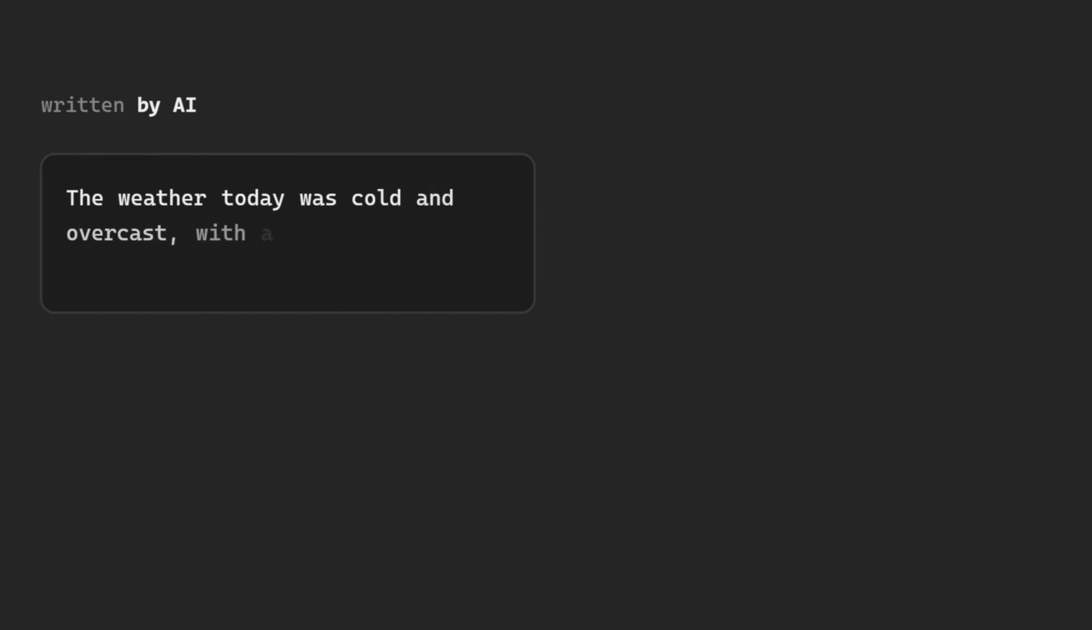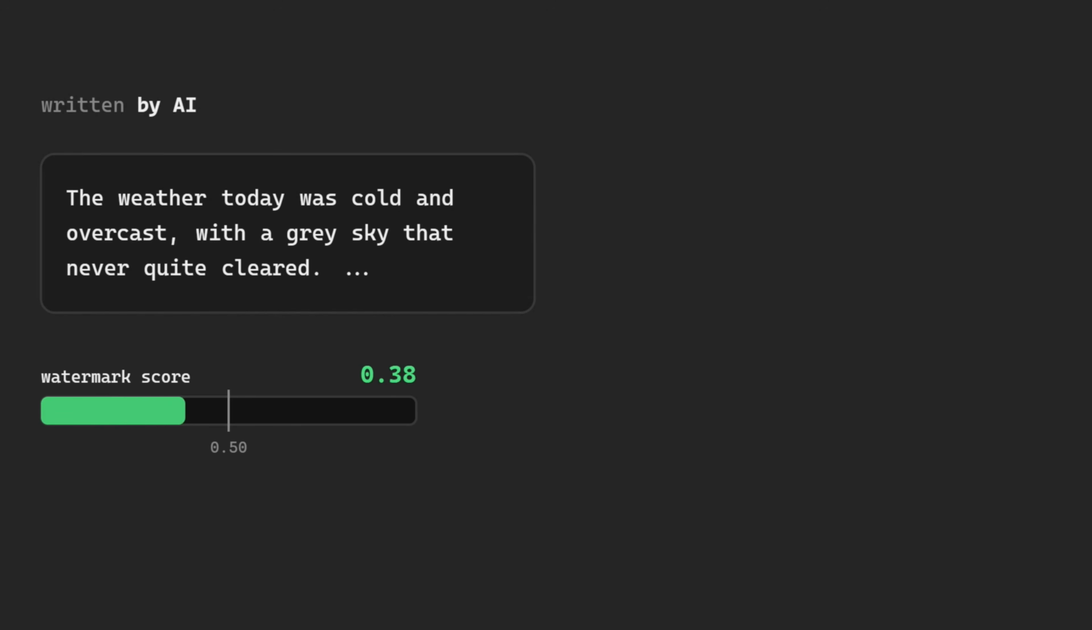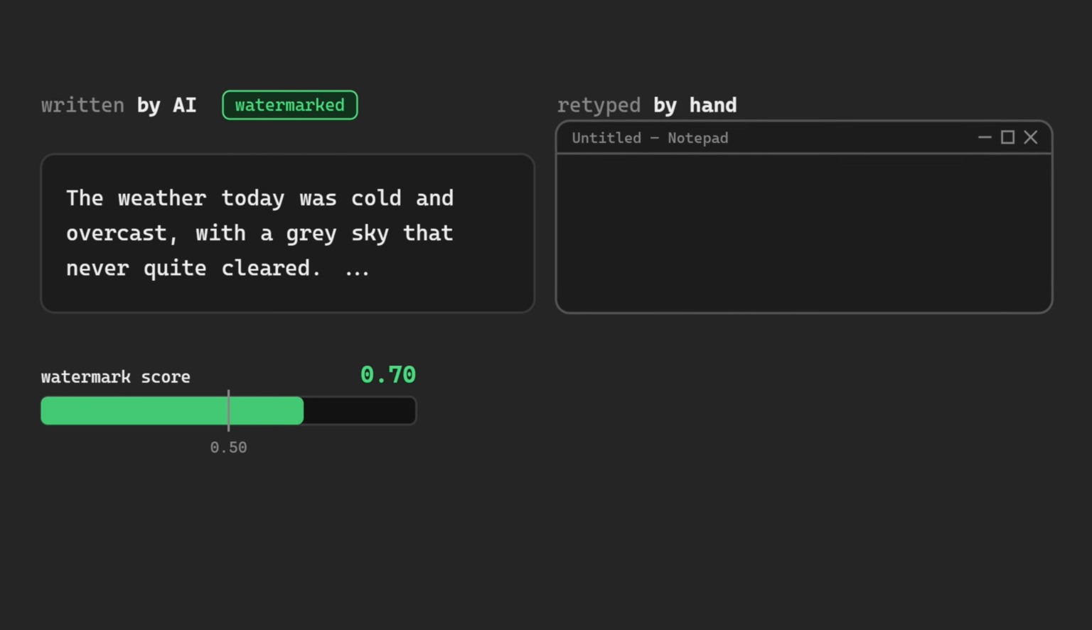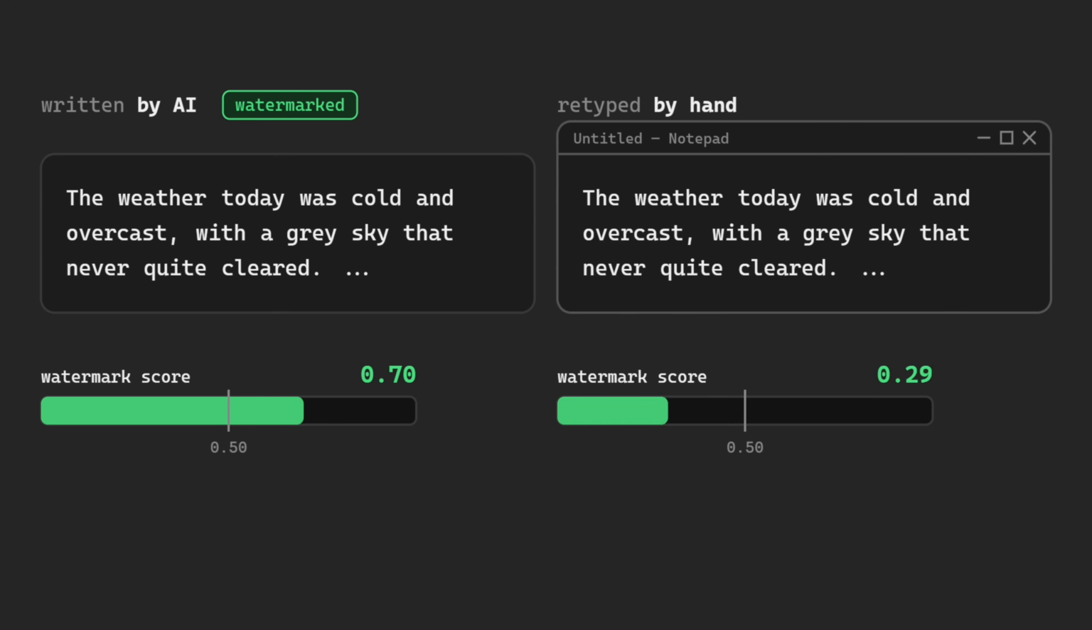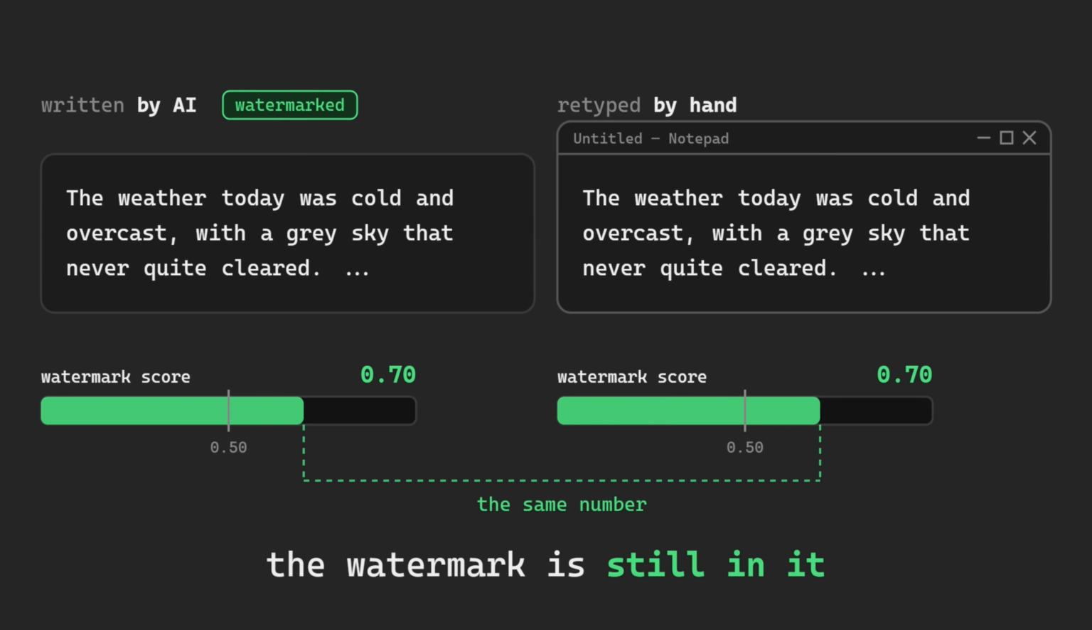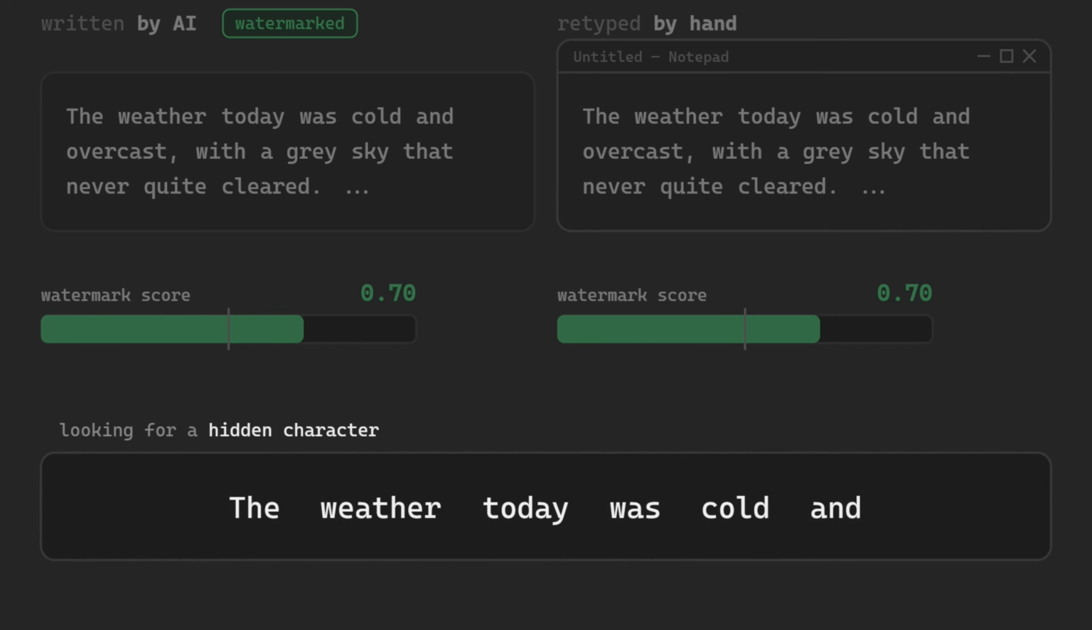Here is a sentence written by AI containing a watermark. Now let's retype it ourselves by hand into an empty text editor. Nothing gets copied or pasted. It turns out that the watermark is still in it. So whatever this watermark is, it's not a hidden character sitting inside the text, because if it were, we would have deleted it just by retyping.